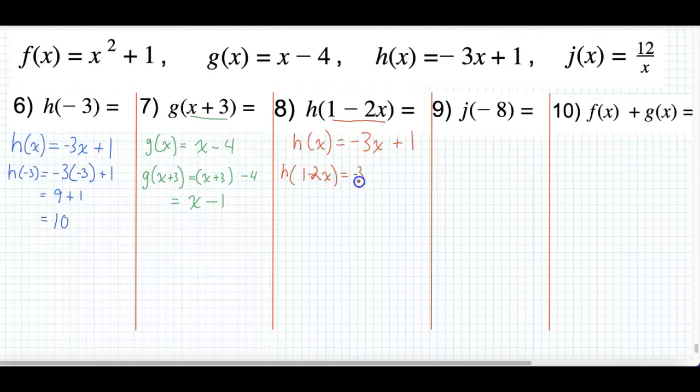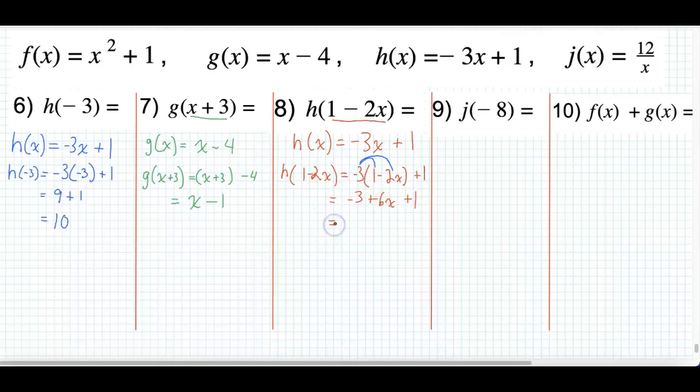is equal to negative 3 times 1 minus 2x. Oops, I'm having trouble here. I ran out of space on my board, okay. 1 minus 2x, and then plus 1, of course. So we'll follow the distributive property. So I'm going to multiply negative 3 times 1, and then I'm going to multiply negative 3 times negative 2x. All right. So negative 3 times 1 is minus 3, or negative 3. Negative 3 times negative 2x, that's a positive 6x. And then plus 1.